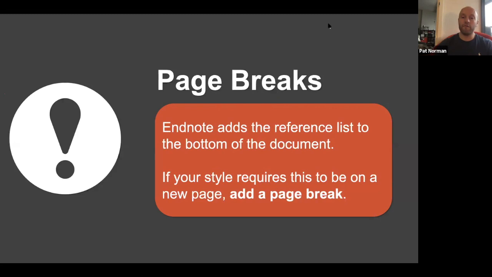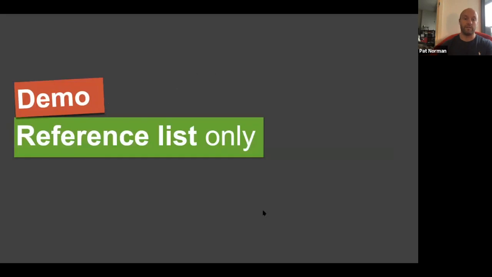So when EndNote first adds something to a Word document, you need to bear in mind that it's going to put the reference list at the bottom of the document, but for most referencing styles, you should have the reference list on a new page. So it's a really good idea to add a page break at the bottom of your document. You just go to the Insert menu in Word and then add a page break. And that'll drop your reference list to a new page.